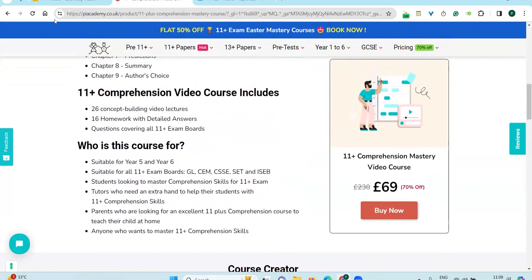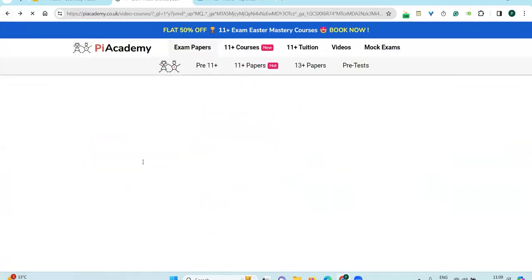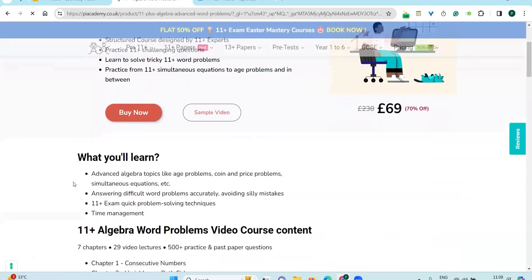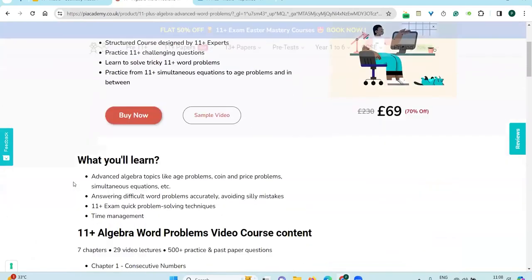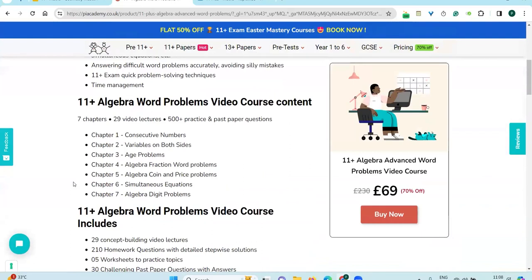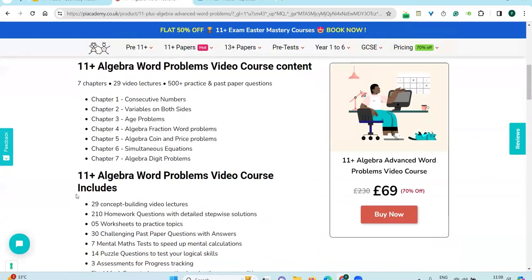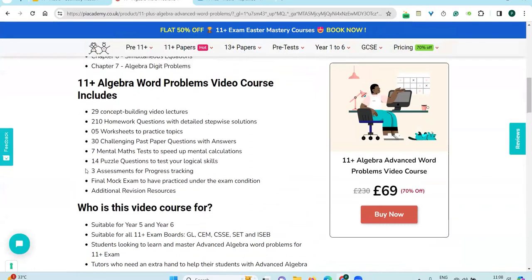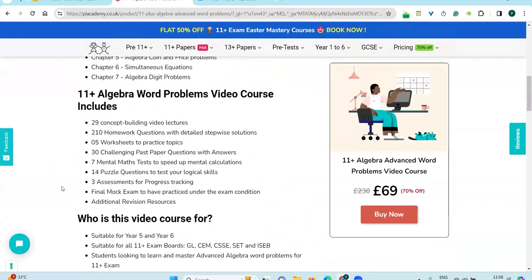In the maths courses, you would be able to see that we have many mental math exercises because we know children enjoy solving short puzzles. So you can check out the 11 plus video courses if you are looking for a more visual way of learning. As you can see, this is the 11 plus algebra advanced course. You can check out both the algebra beginners course and the algebra advanced course. This would give you a very well-rounded approach to the algebra subtopic.